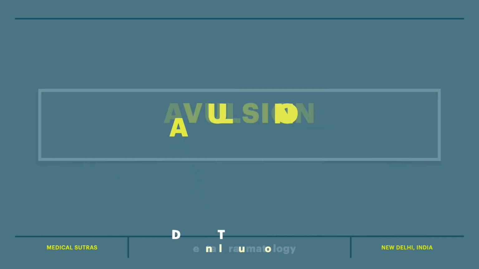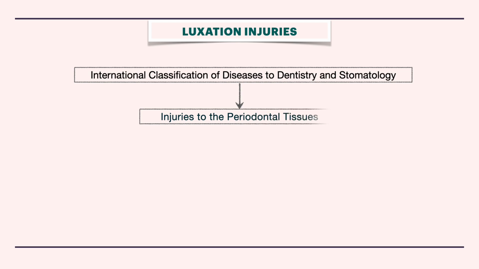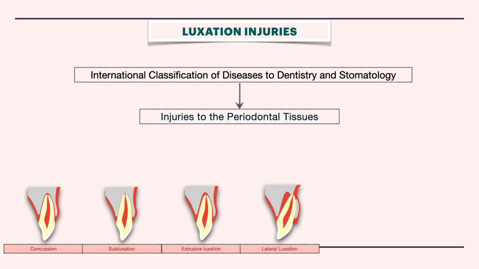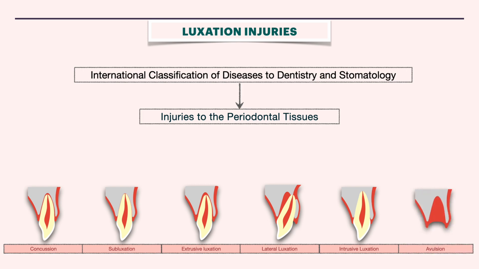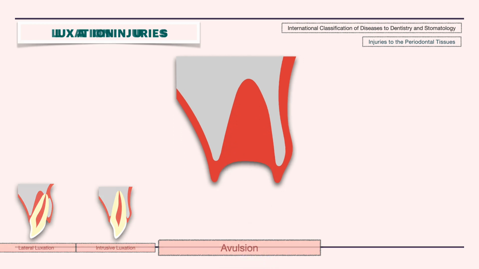Today we will discuss avulsion. As discussed in the previous video, the International Classification of Diseases to Dentistry and Stomatology classified injuries to the periodontal tissues into 6 groups: concussion, subluxation, extrusive luxation, lateral luxation, intrusive luxation, and avulsion. In avulsion, there is complete displacement of the tooth out of its socket.